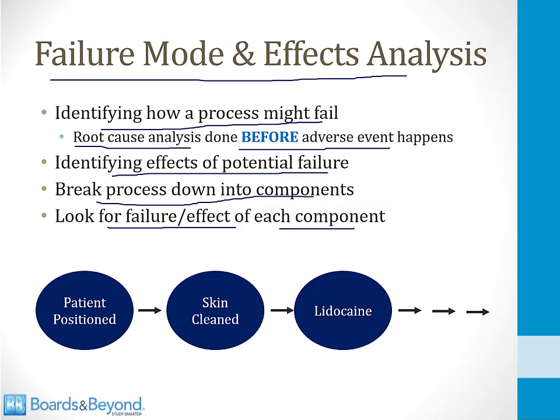So, for example, if you wanted to perform a failure mode and effects analysis on the placement of a central line in the ICU, you would break down the process of placing a central line into its components. So, for example, component one might be position the patient, component two might be to clean the skin, component three might be to use lidocaine to numb the skin, and so on. Then you would try to imagine all the things that might go wrong in each step and imagine what the effects of those errors might be. From doing this, you can hope to come up with ways to prevent the errors from occurring in the first place.